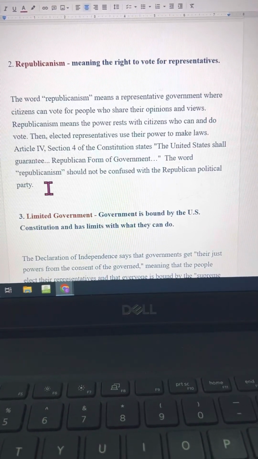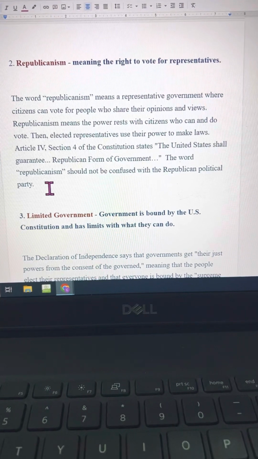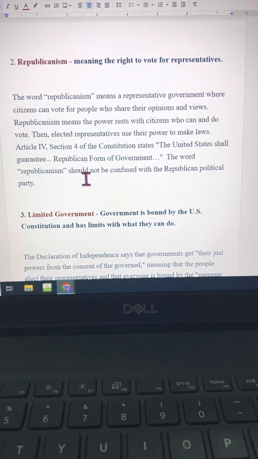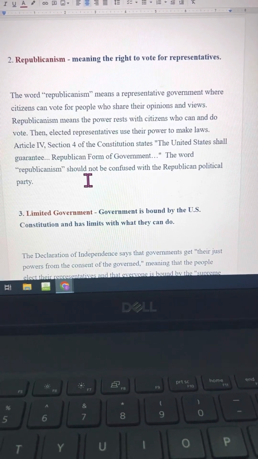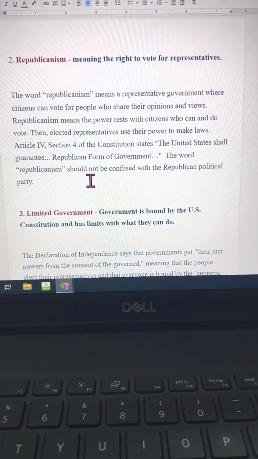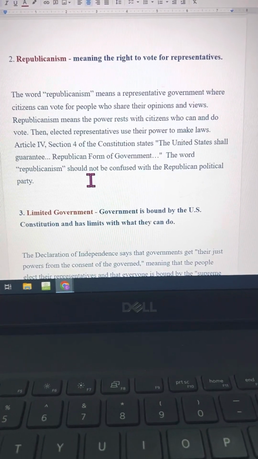Section 4 of the Constitution states, "The United States shall guarantee a Republican form of government." The word republicanism should not be confused with the Republican political party.